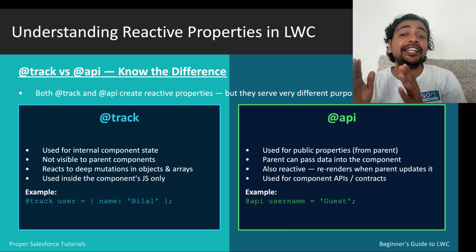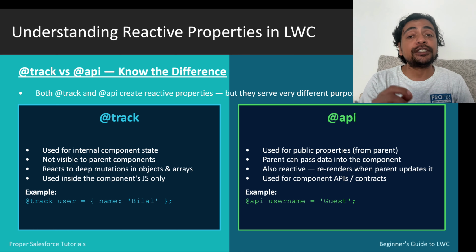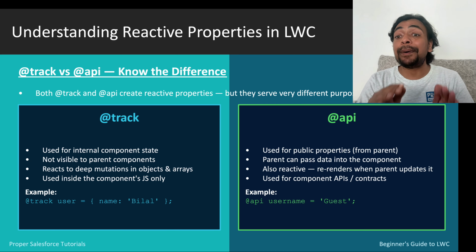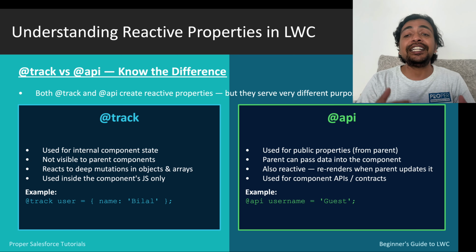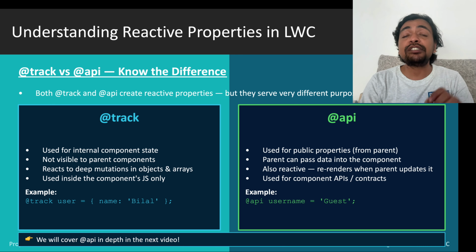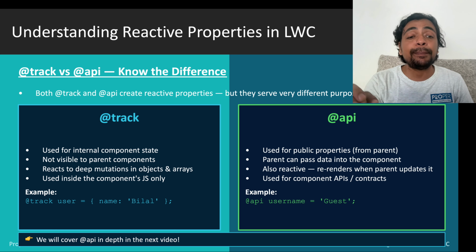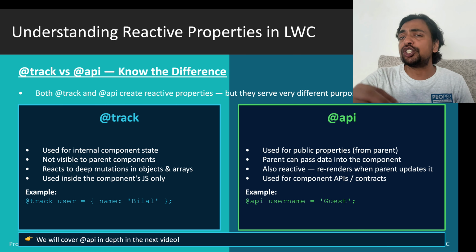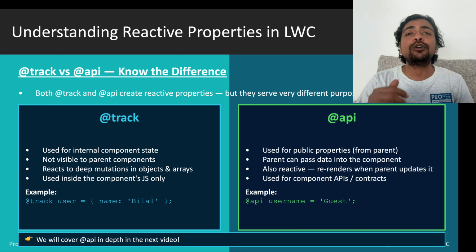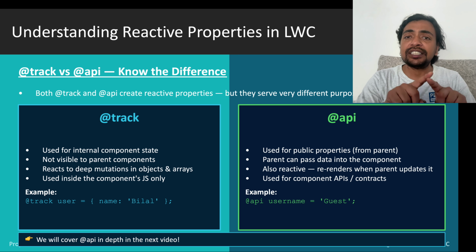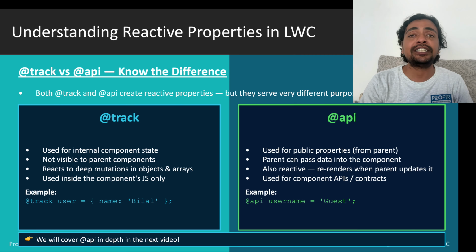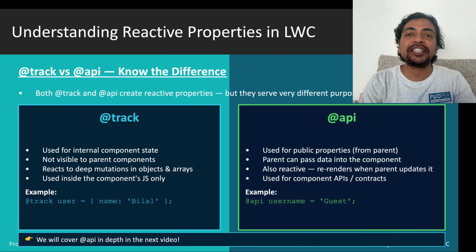If I talk about @API, it is used for public properties from the parent. The parent can pass data into the component. So @API is actually making it more public. Now I know some of these things will not make any sense for now, and that's why we are going to cover @API in detail in the next video and not in this one. But definitely you can understand @API goes beyond one specific component, whereas @track works in that specific LWC itself, where both of them are used to make things reactive.